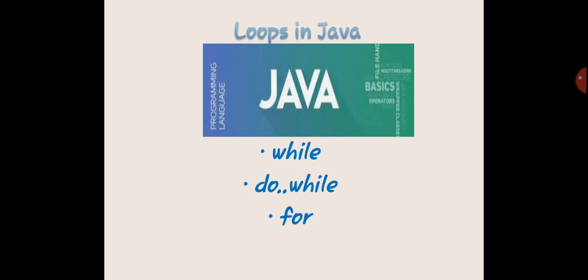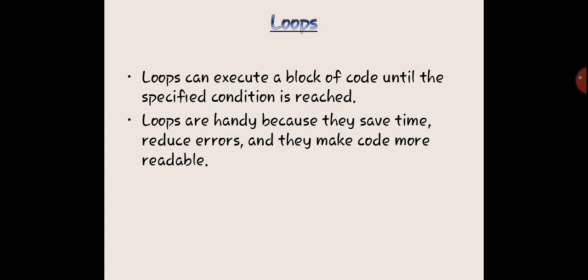But in conditional statements the block will be executed only once, even if the condition is true. If the condition is false, it will not be executed. That is the case in conditional statements. Now we are going to see the different varieties of loops available in Java. The first one is while, the second one is do while, and the third one is for. So this is about loops.